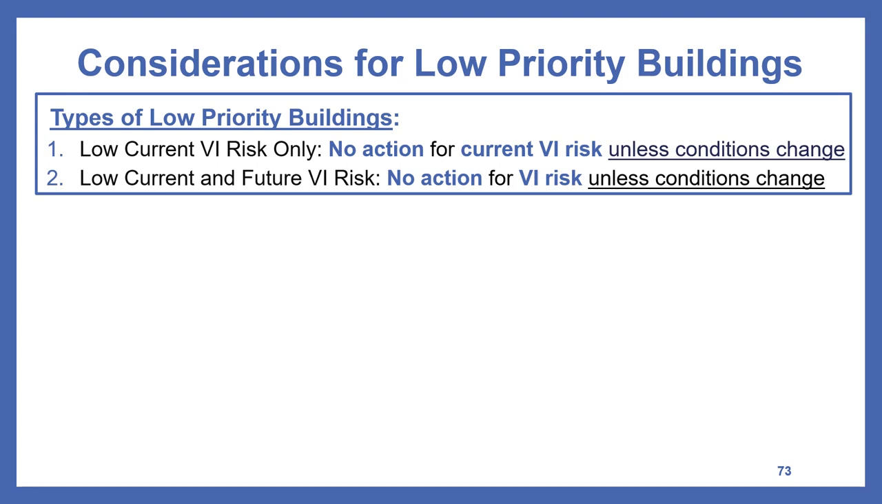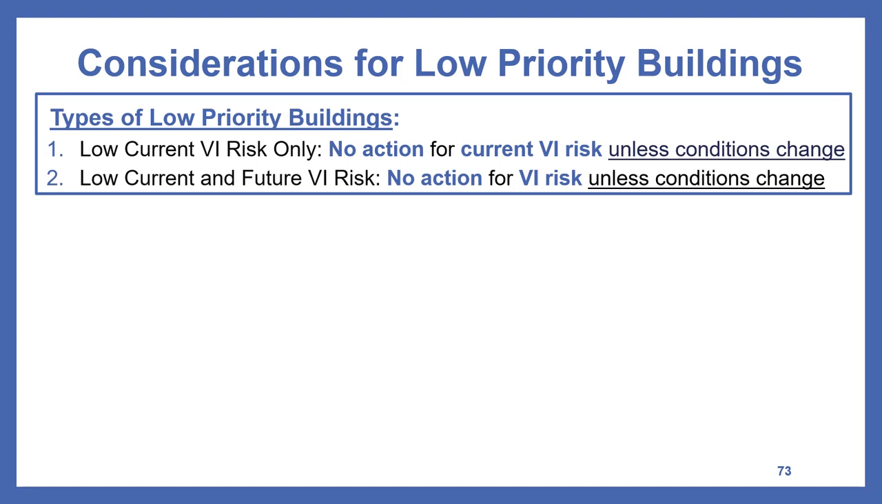First, let's look at the 2 different types of low priority buildings. First, you could have a building where indoor air demonstrates there's a low current VI risk, whereas the subsurface data shows there's a potential future VI risk. So for that building, you'd have no action for current VI risk unless conditions changed at the building. And then you would also be selecting a different risk management option to address that future risk. The second type is basically where we have low risk for both current and future VI risk. And so in that case, you'd have no action to address either current or future risk unless conditions change.